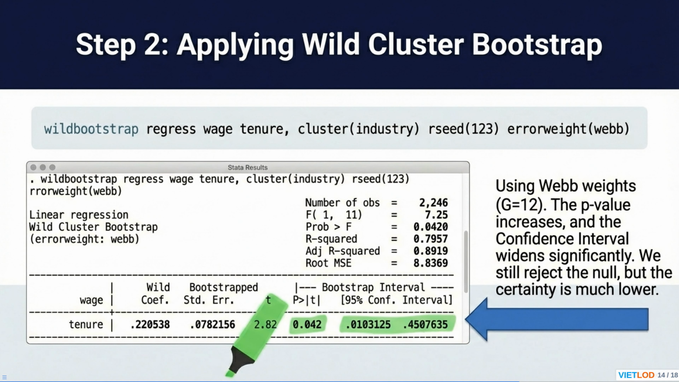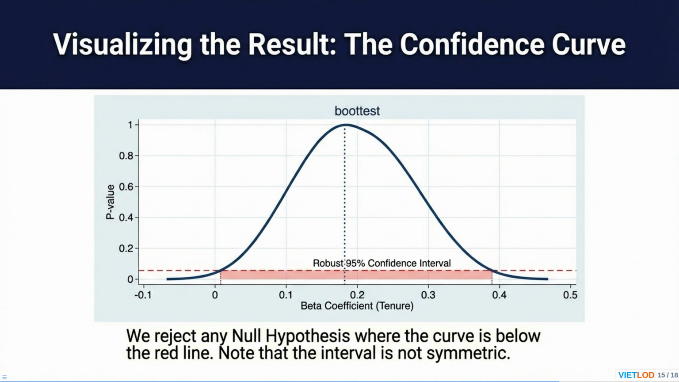The boottest command allows us to generate a confidence curve, which provides a powerful visual representation of our bootstrap results. This curve illustrates the p-value associated with every conceivable null hypothesis regarding our beta coefficient for tenure. The robust 95% confidence interval is precisely the range of beta values for which the p-value curve remains above the critical 0.05 significance level. Consequently, any null hypothesis where the curve drops below the red line can be visually rejected.